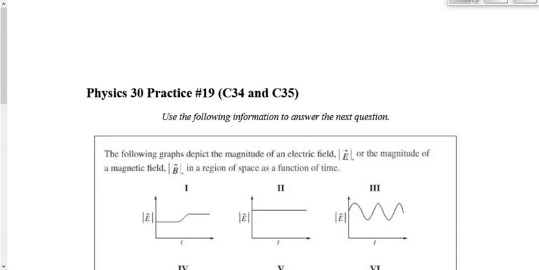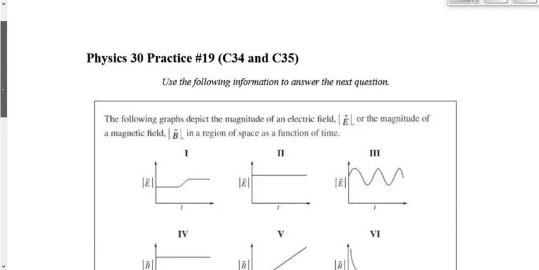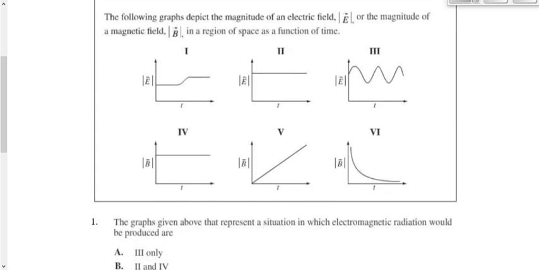Let's have a look at practice question set number 19 now. Start off with a good question, real good question. We've got 6 graphs here. 3 are electric field versus time, and 3 are magnetic field versus time. And we want to know in question 1, which graphs represent a situation in which EMR, electromagnetic radiation, could be produced. Well, fundamentally, forget about these graphs for a second.